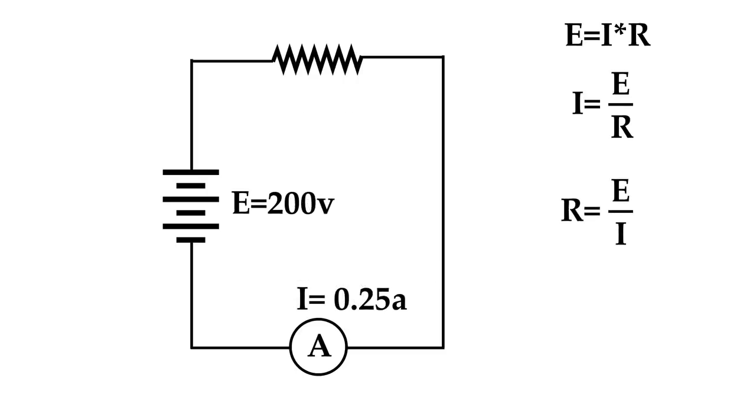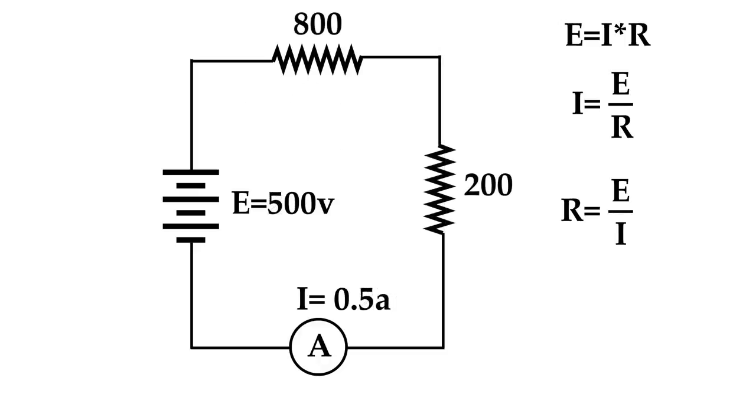In this simple circuit, the voltage is 200 volts and the current is 0.25 amps, but we don't know what the resistance of the resistor is. So we can use the third formula we came up with, and that yields this. R equals 200 volts divided by 0.25 amps. So the resistance of that resistor is 800 ohms.